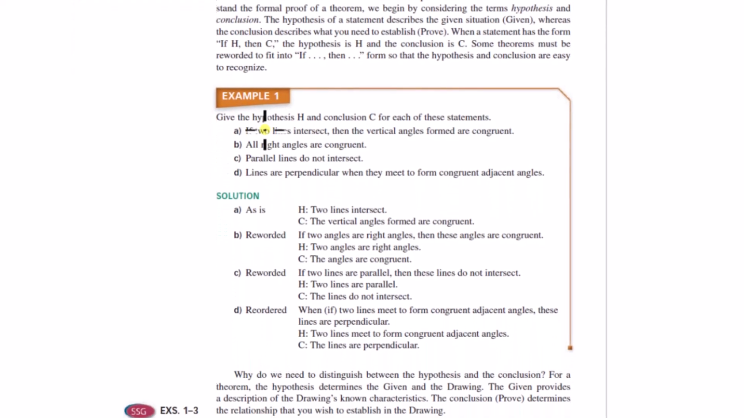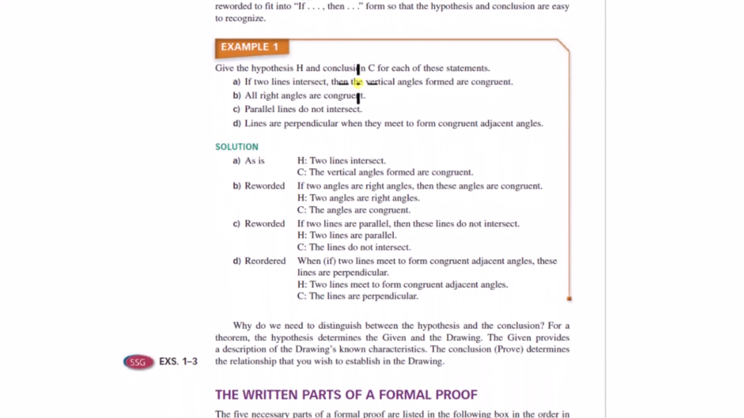All right, so let's look at an example. Give the hypothesis H and conclusion C for each of these statements. If two lines intersect, then the vertical angles formed are congruent. So they're saying the hypothesis is, if two lines intersect, and the conclusion is, then the vertical angles formed are congruent.